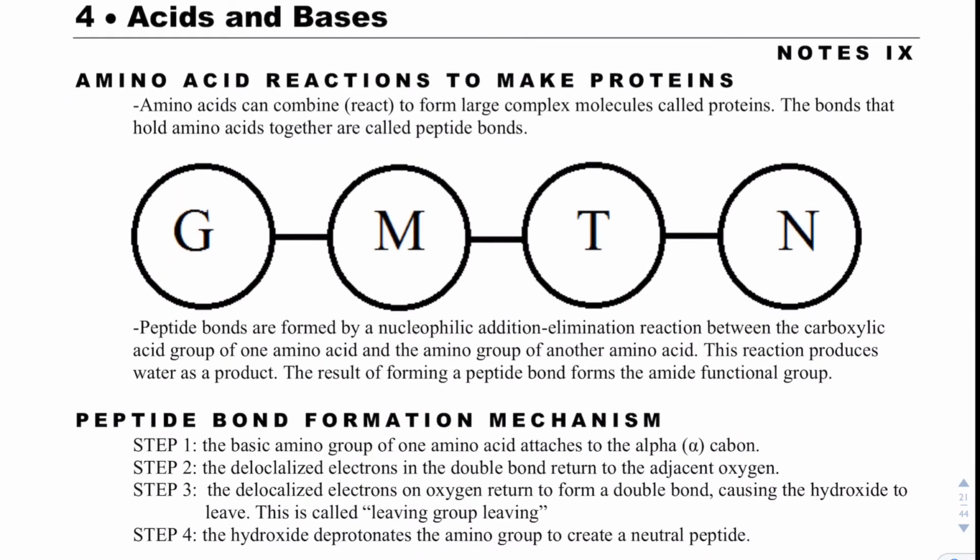Now, we're going to do notes 9, and amino acids, they react to make proteins, and so we could have glycine, methionine, tyrosine, and I believe N is arginine, but don't quote me on that because I'm not looking at my sheet. And the bond between the two, which we're not going to do in this video, is called a peptide bond. And when you form a peptide bond, you lose water. So if you've taken a class like AP Bio, you might call these dehydration reactions.